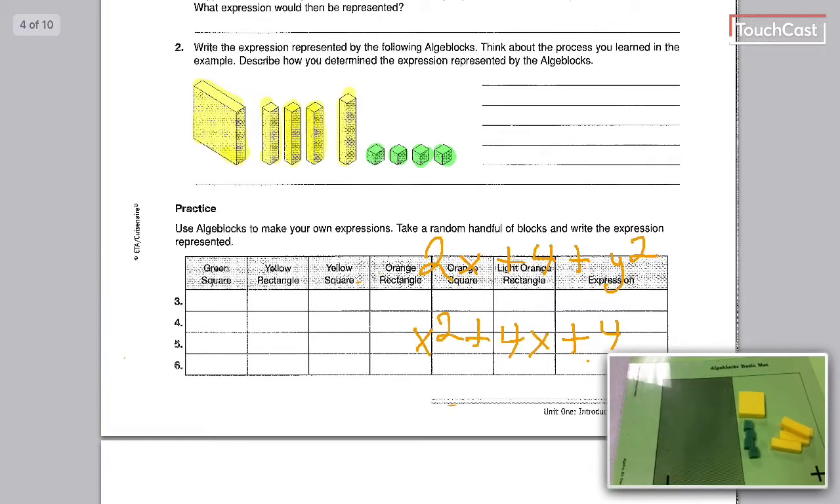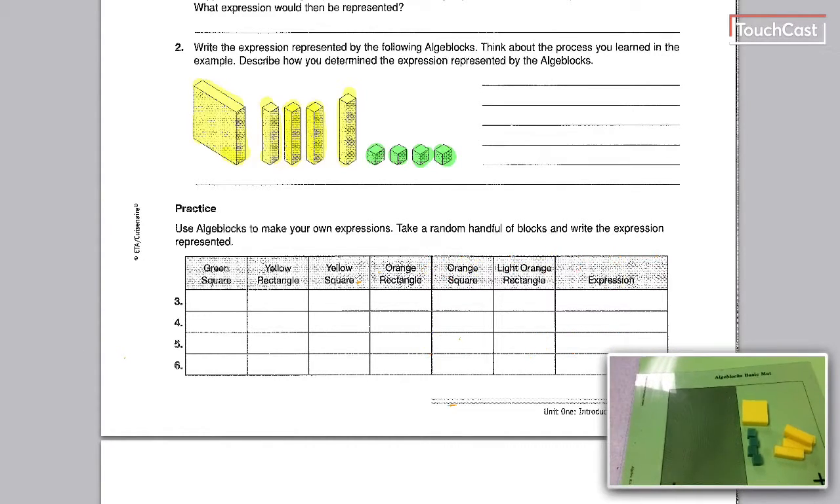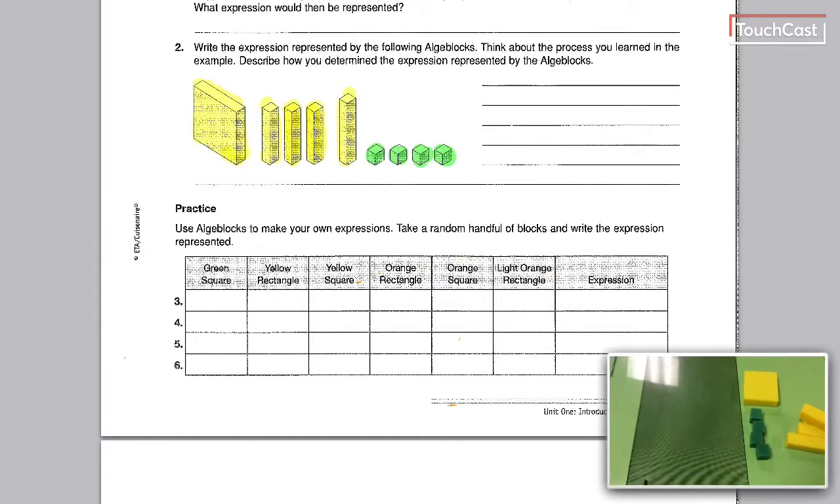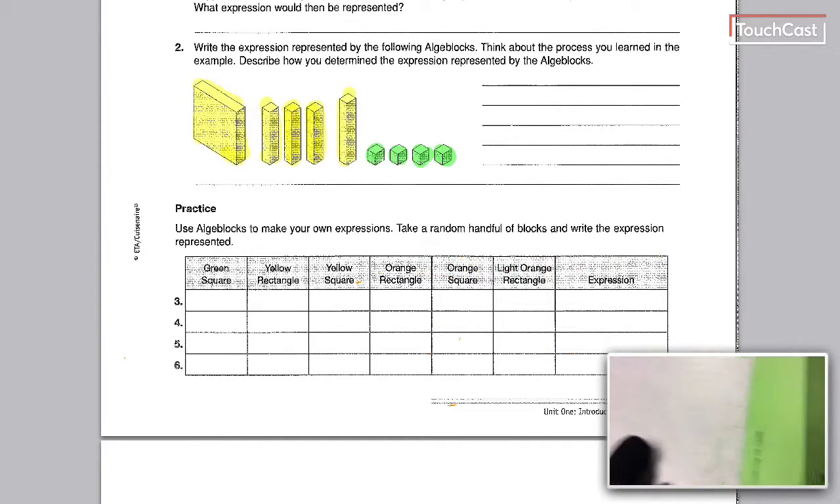Now it's time for you to do some on your own. Okay, let me just erase this. It says, use Algeblocks to make your own expressions. Take a random handful of blocks and write the expression represented. This is going to be exactly like what you did on the last page, except now you want to have some different blocks. So I'm just going to do one example for you, and then I want you to do the rest on your own.